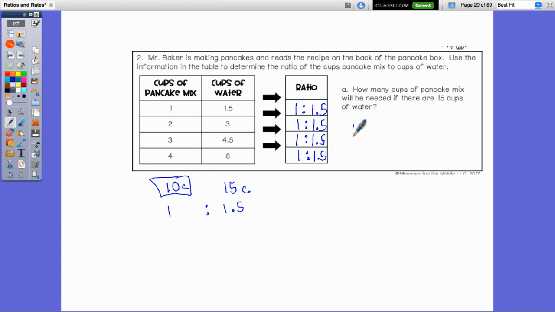I love when we do things like that. It's like no math involved. You just have to notice some similarities. Okay.